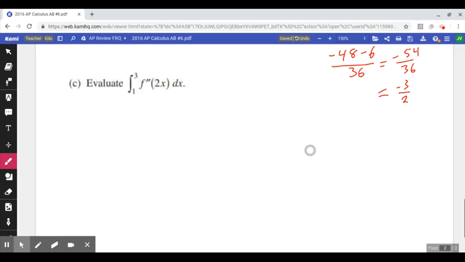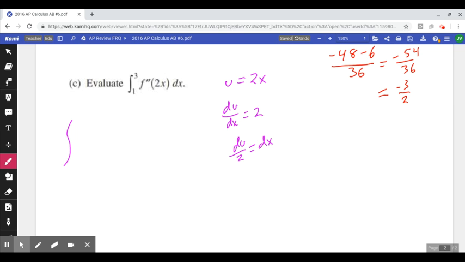We're now going to try part C. Part C involves an integral. We want to evaluate this integral from 1 to 3, and it's of f double prime of 2x. It's not always necessary to use u substitution, but if you'd like, you can use u being equal to 2x for this one. If we take the derivative of each side with respect to x, du dx is equal to 2. The derivative of 2x is 2. If we multiply by dx and divide by 2, we wind up with du over 2 is equal to dx.